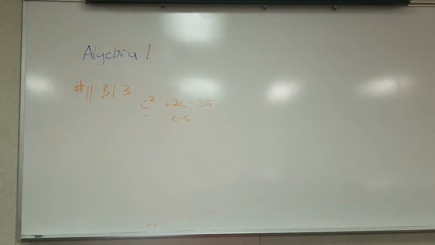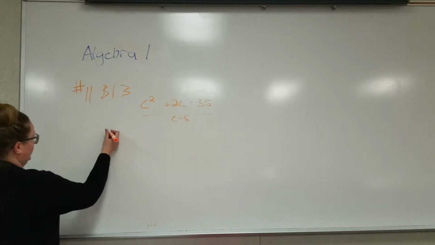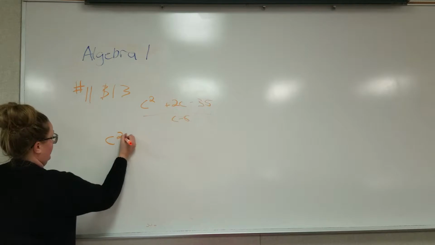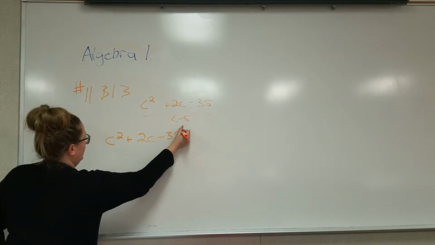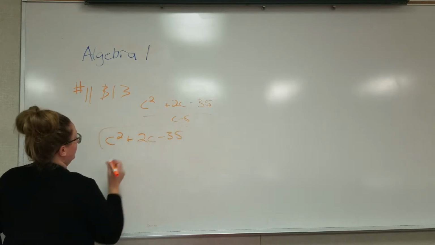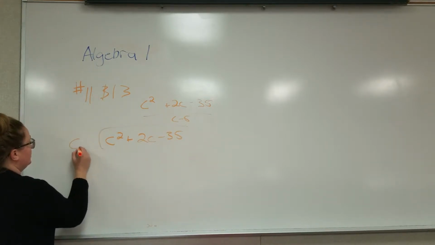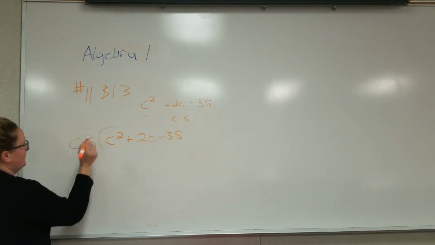All right, number 11. We'll skip over 12 for a minute and then do 13 after we do this one. We got a division problem. We have a trinomial divided by a binomial. Now, when you start dividing by binomials, you have to do it with long division, all right? So we're going to try out our long division skills. All right, so c squared plus 2c minus 35 divided by c minus 5, right?